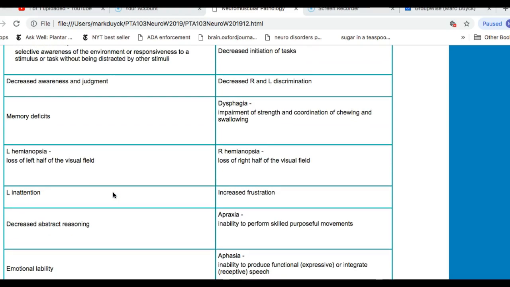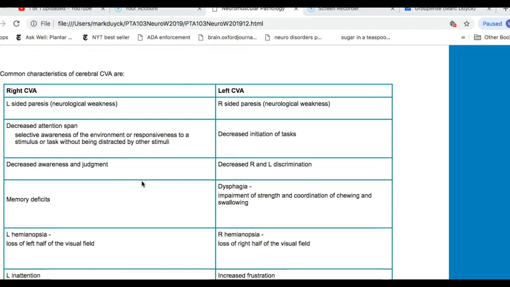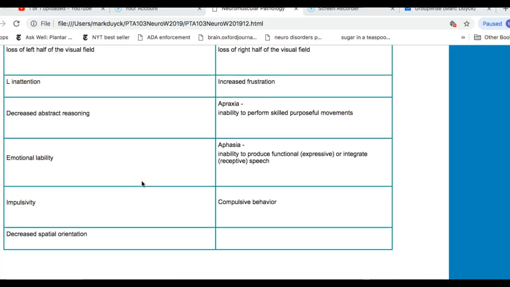Hemianopsia is a field cut. It does not mean all these characteristics will occur, for example, in a right CVA. Some of them, could be a few of them, depending upon the severity of the stroke, the amount of time that brain did not have relief from the stroke, such as the clot-busting drugs that are now available that need to be administered within a specific period of time. If there's successive microstrokes in one part of the brain, you could see several of these characteristics.